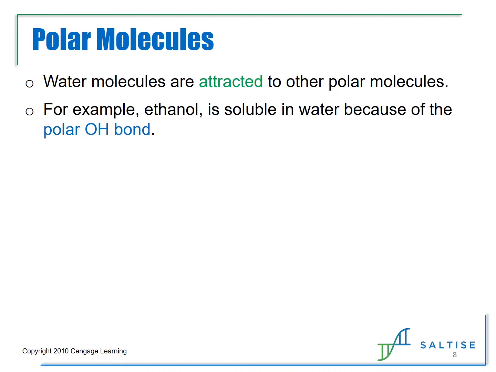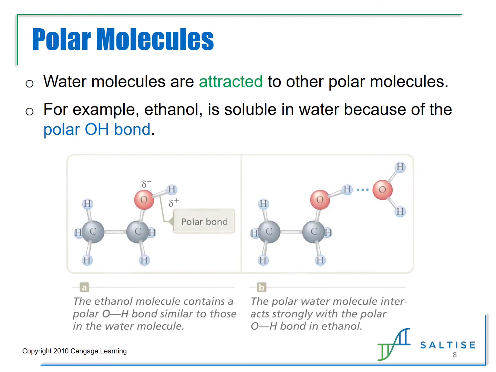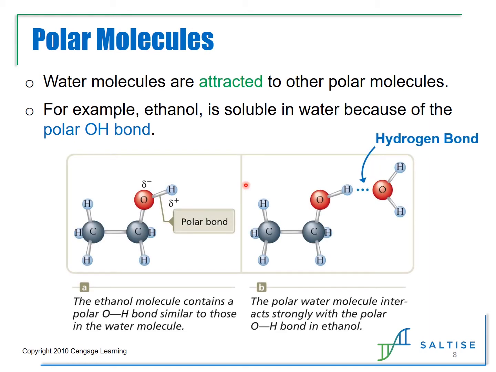Because of the polar nature of water, it is attracted to other polar molecules. One example is ethanol, which is found in alcoholic drinks. Since ethanol has a polar oxygen-hydrogen bond, as shown here, and the three-dimensional shape around the oxygen is bent, it actually makes the entire ethanol molecule polar.